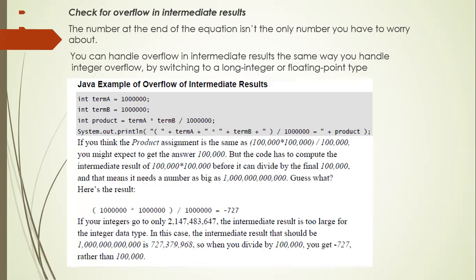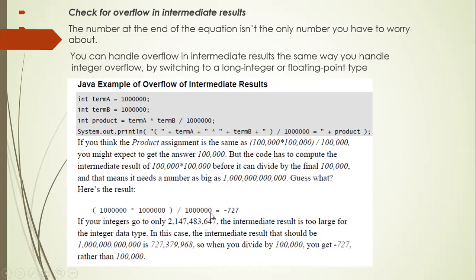Another tip is to check for overflow in intermediate results. Sometimes overflow can occur in between our calculations, so we have to keep those errors in mind and store values according to the range that an integer has. Suppose here we have a Java program in which term A and term B have values, and the result of multiplying these two numbers is stored in a product.